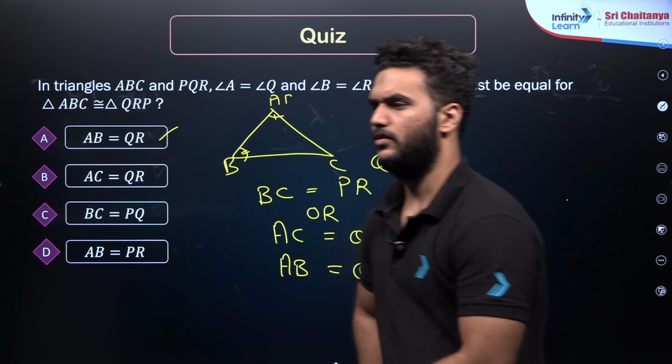AD is an altitude of an isosceles triangle ABC in which AB is equal to AC. Which of the following is true?